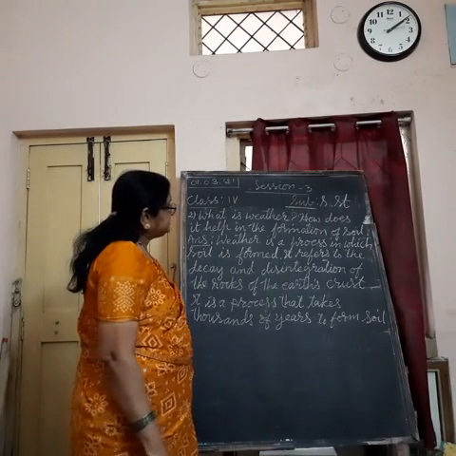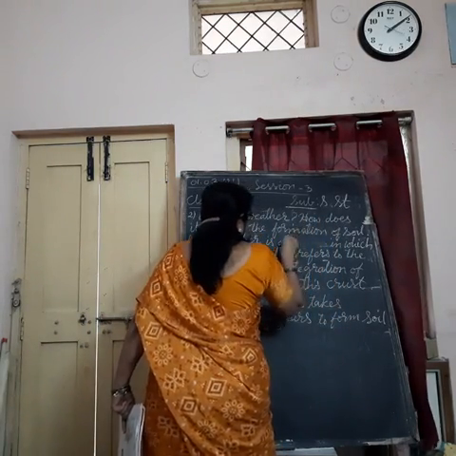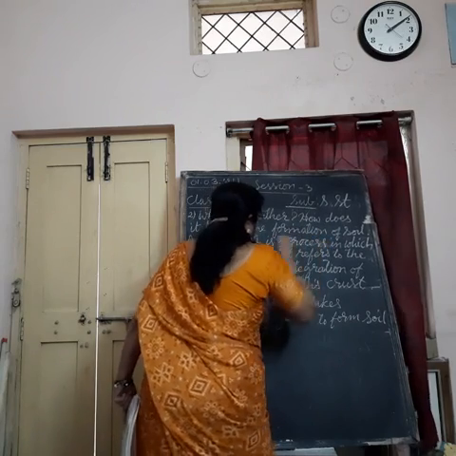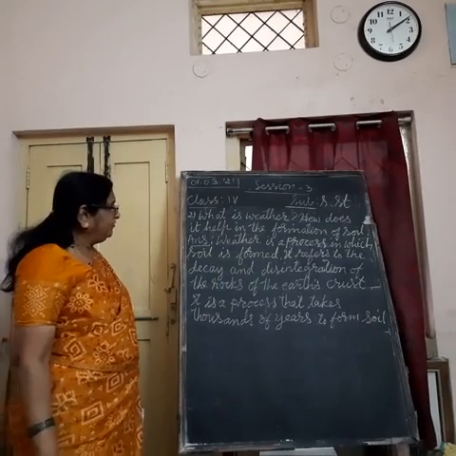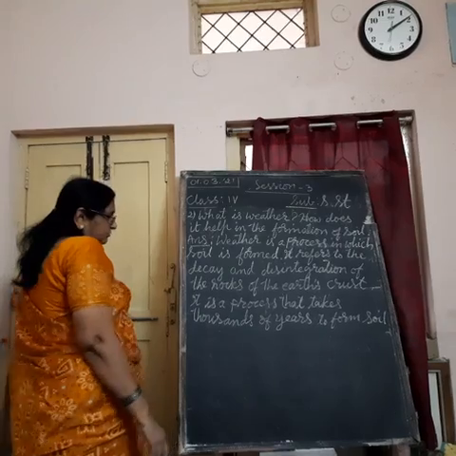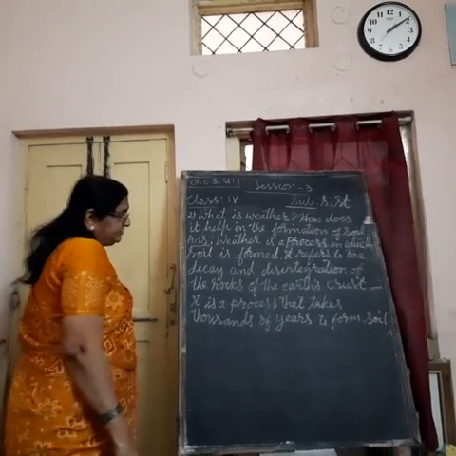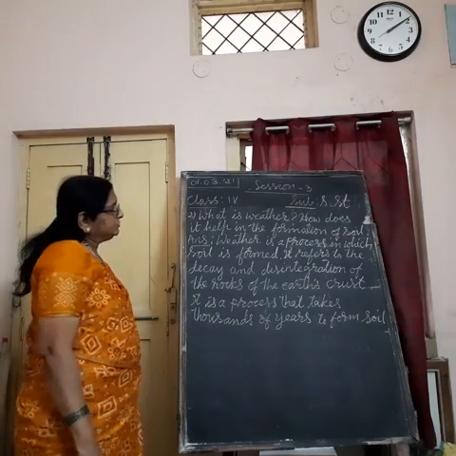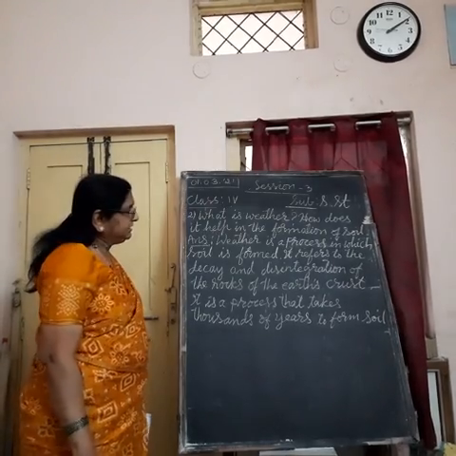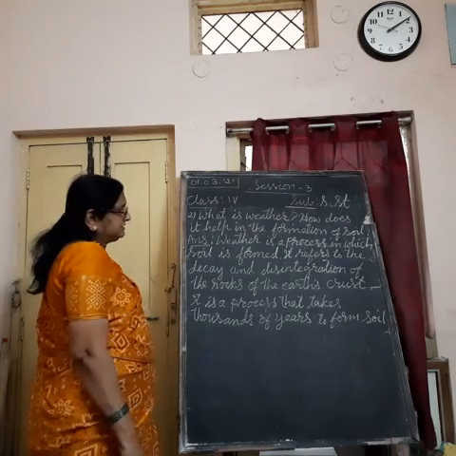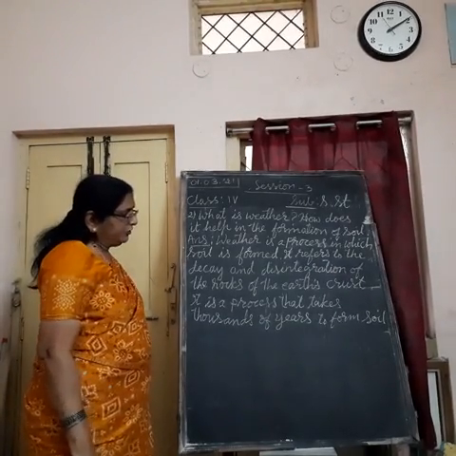Weathering is a process in which soil is formed. It refers to the decay and disintegration of the rocks of the earth's crust. It is a process that takes thousands of years to form soil.